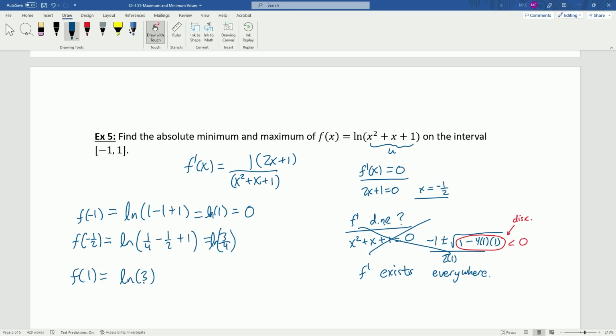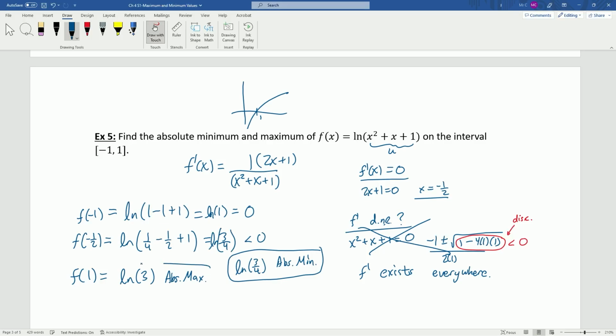So, how do I figure out what my absolute maximum and minimum are? You could plug these into a calculator, but that's not really necessary here because ln of 3/4 is less than ln of 1, and ln of 1 is 0, right? We know that the natural log graph looks like this. So that tells us that this is negative. So in other words, ln of 3/4 is our absolute minimum. And ln of 3, which is bigger than 1, is the absolute maximum.